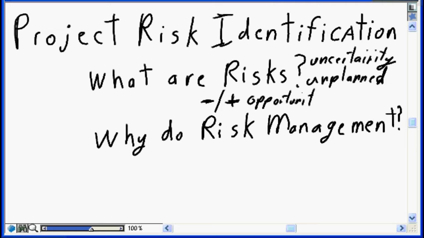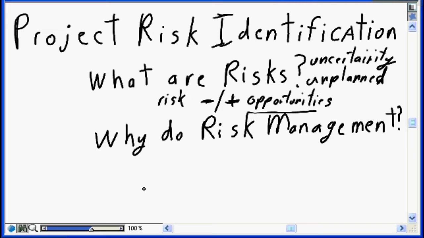So it's your job as a project manager to identify all of the risks, the positive opportunities, as well as the negative risks, which are any event on your project that involves uncertainty or any unplanned events on your project that's going to impact the overall outcome of your project. Why do we want to do risk management if there's uncertainty, if they're unplanned? Why do we need to do risk management?